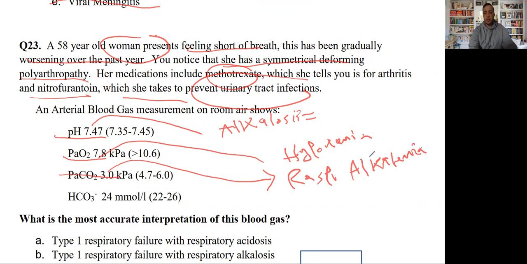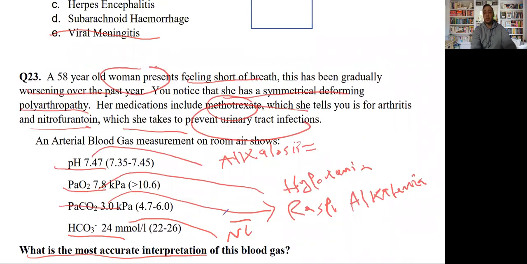So here we have this patient, she is hyperventilating, and this is the result of that. This is respiratory alkalemia, and bicarb HCO3 is 24, which is normal. This is asking about the most accurate interpretation of this blood gas. So here we have alkalosis, and the CO2 is low, which represents respiratory alkalemia, and the PaO2 is low, hypoxemia. This represents respiratory failure, type 1 respiratory failure.